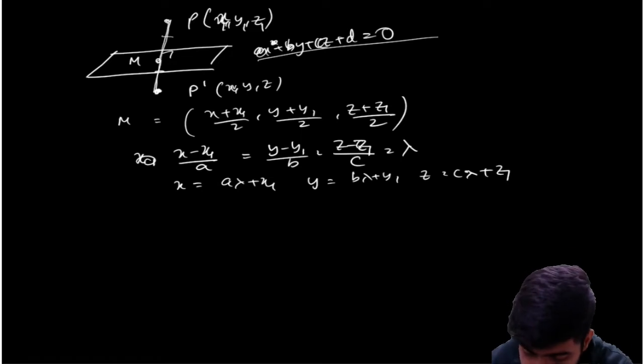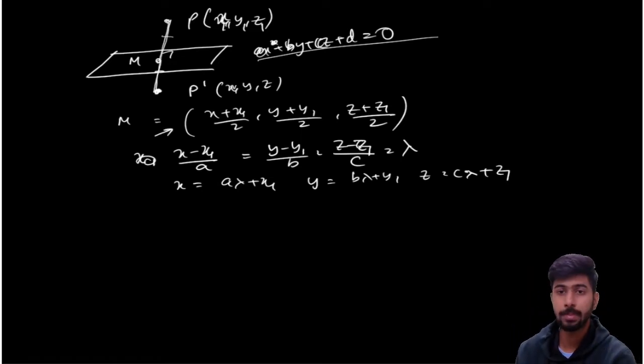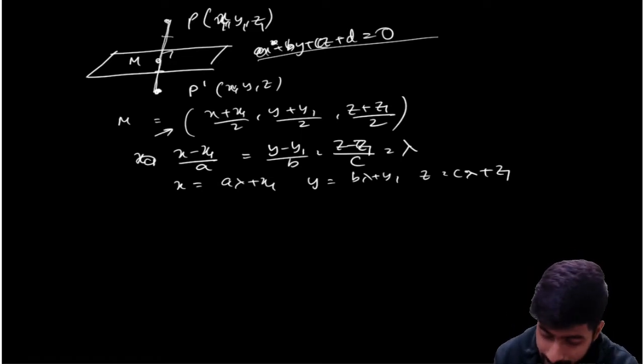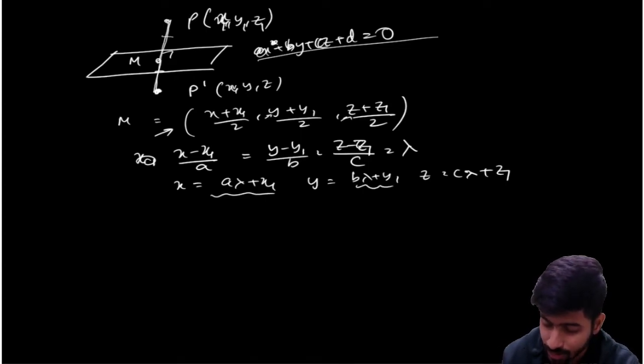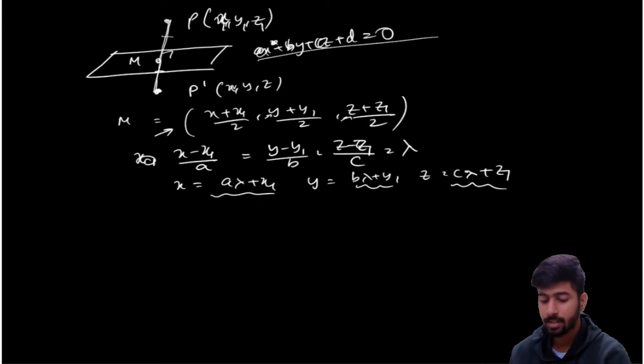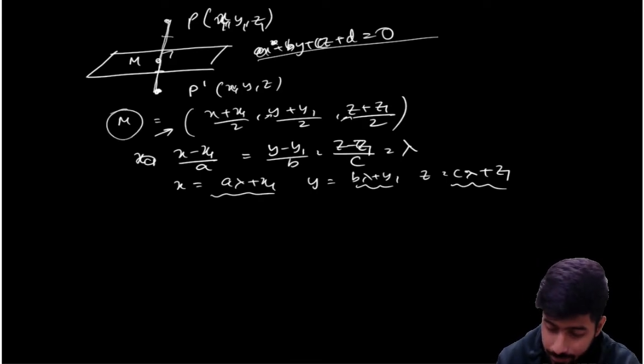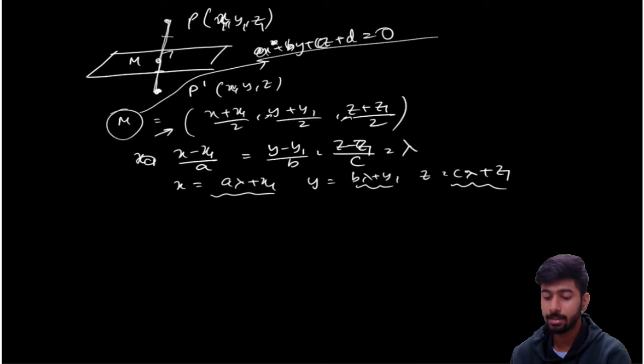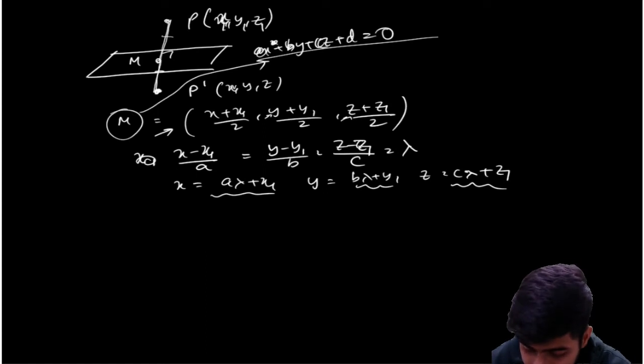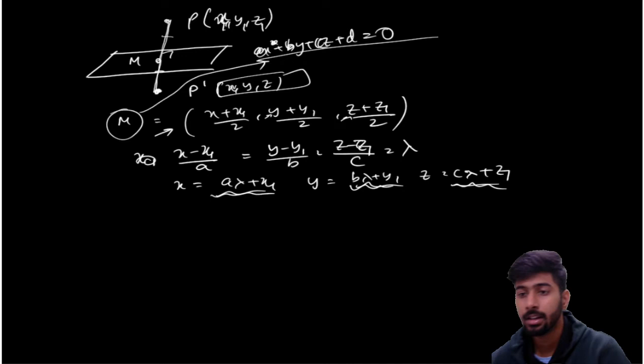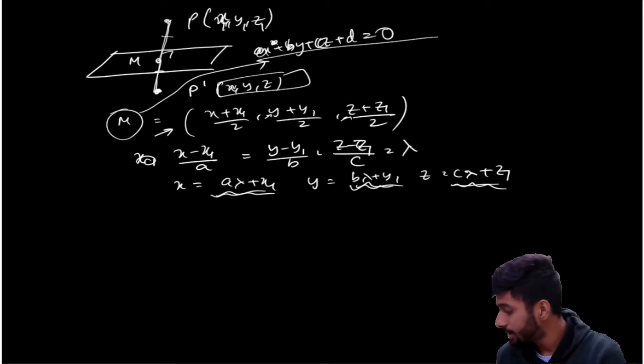So in this equation, in this M, I will substitute x as a lambda plus x1, y as b lambda plus y1, z as c lambda plus z1, right? And then I'll substitute this M in the equation of the plane, and then my equation will just have one unknown, which is lambda. I'll find out the lambda, I'll put it back in this, and I'll get x, y, z, which is the coordinates of the image of the point.